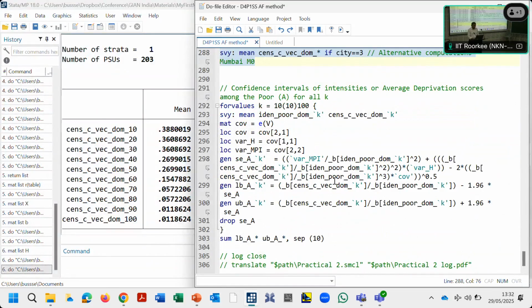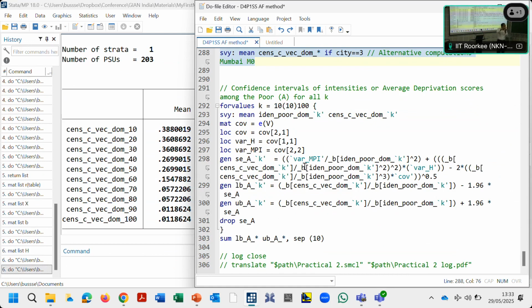Okay. Similarly, this is the last thing I wanted to focus on and let you know. When you are computing the multidimensional headcount ratio or adjusted headcount ratio, you have the entire sample, right? From the entire sample, you are computing the standard error or the confidence interval. The intensity is computed only for those that are poor, right? So for intensity, A is computed only based on the poor.